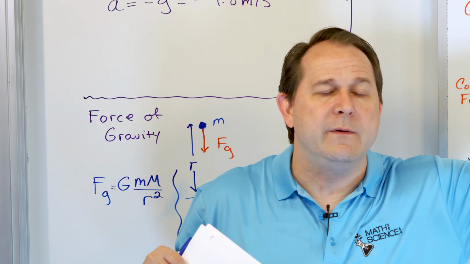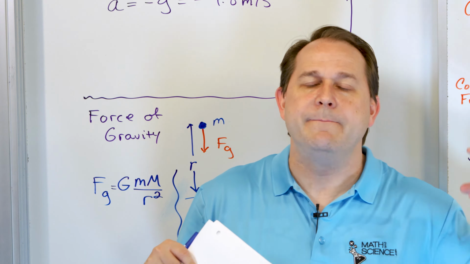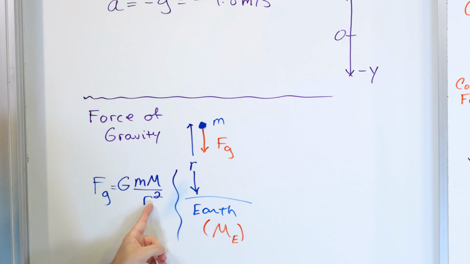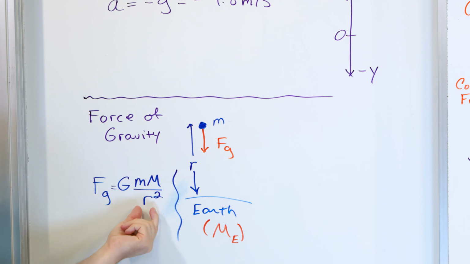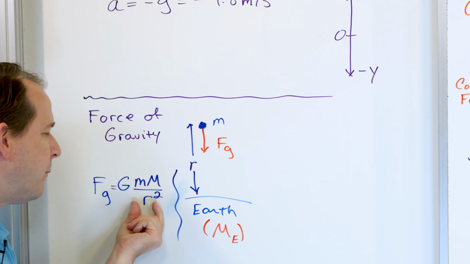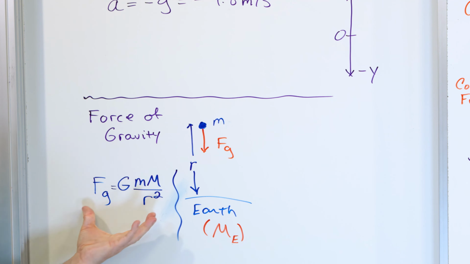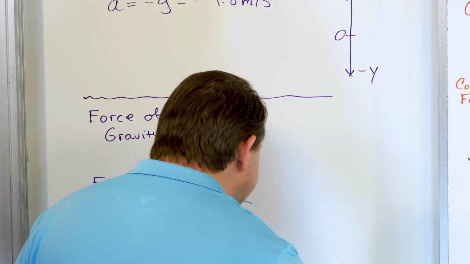If we go thousands of kilometers away, the force of gravity is smaller because the distance is bigger, and so we divide by a big number, we get a small gravity. If we get close to the surface and make this a very small number, then the force gets bigger. So this is the force of gravity, right?